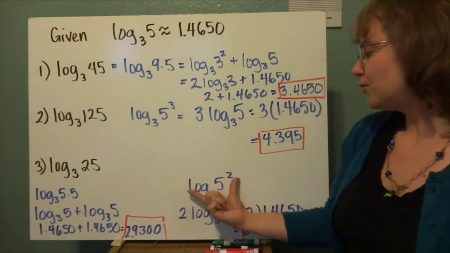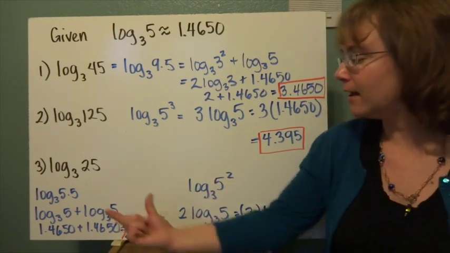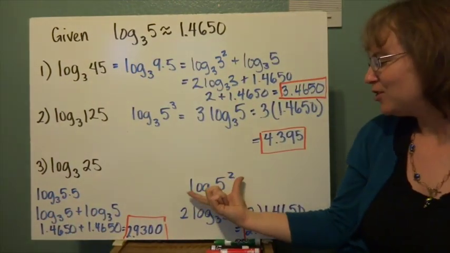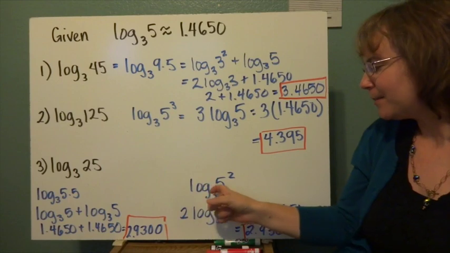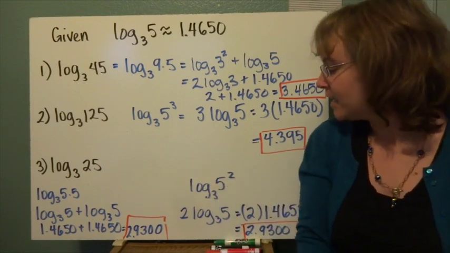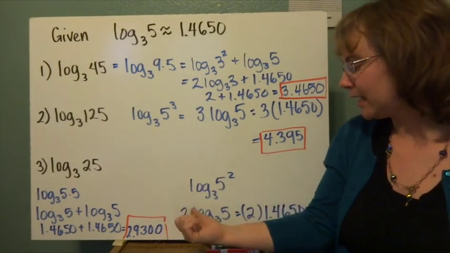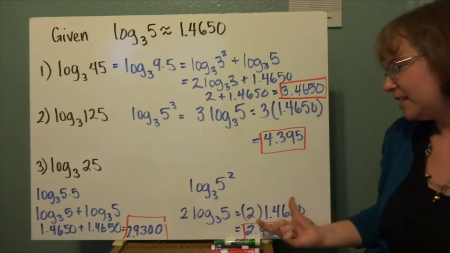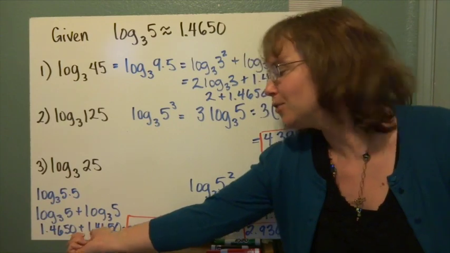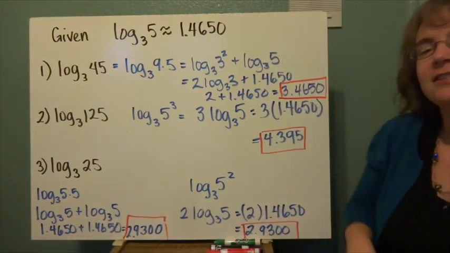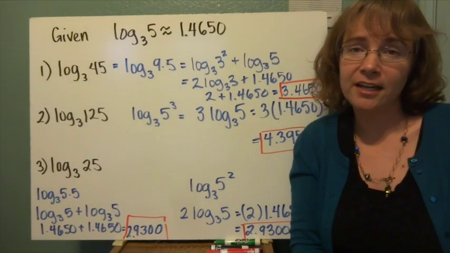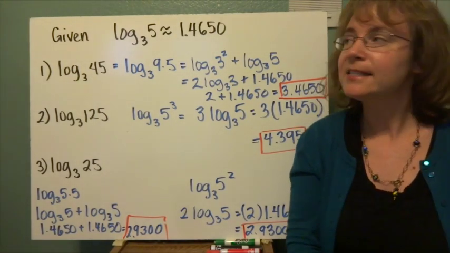2.9300. So then over here, instead of writing this as a multiplication, I can write it as a power. So I have log base 3 of 5 squared. And so then I can take that power, pull it out in front, and I have 2 times the log base 3 of 5, which is just this, which if you notice, it's just 2 times this over here, and I get the same answer. So as long as you're using the properties of logarithms correctly, you can do it lots of different ways.